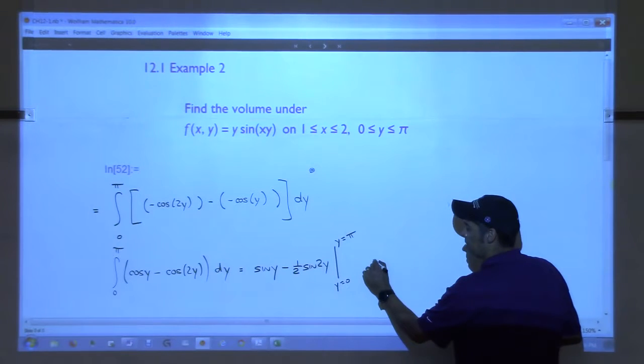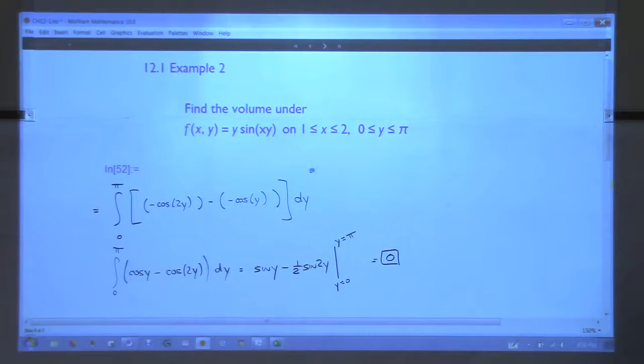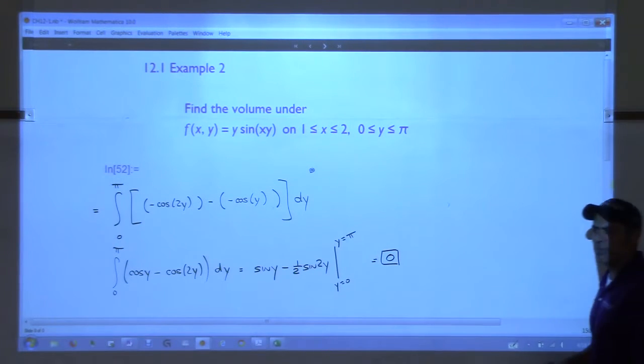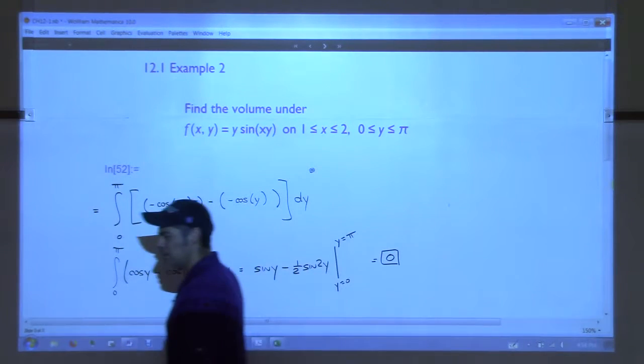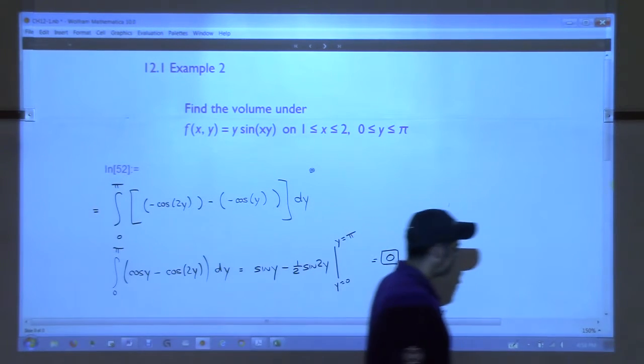This whole thing is 0. Which means that the volume underneath that thing is 0? What? It would never exist in the first place.